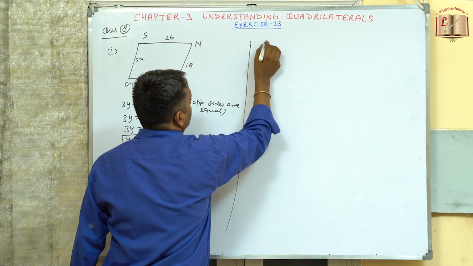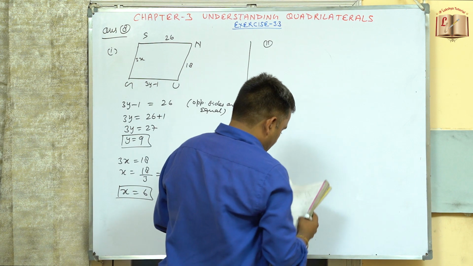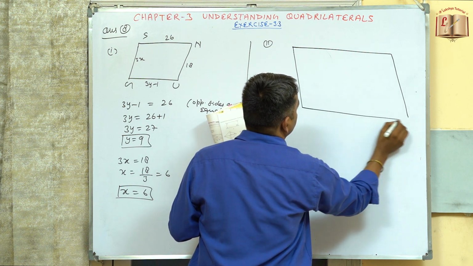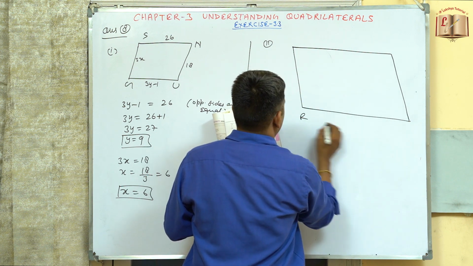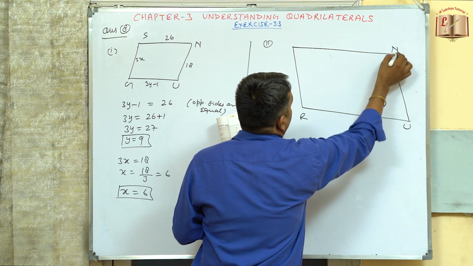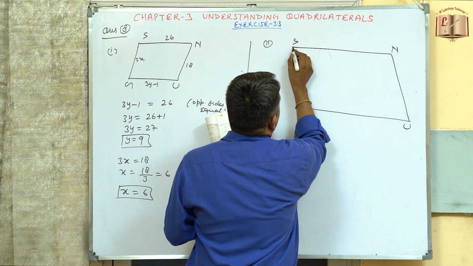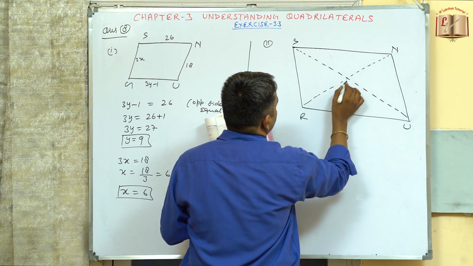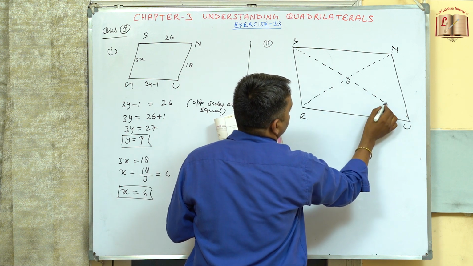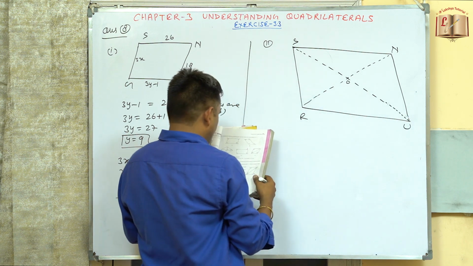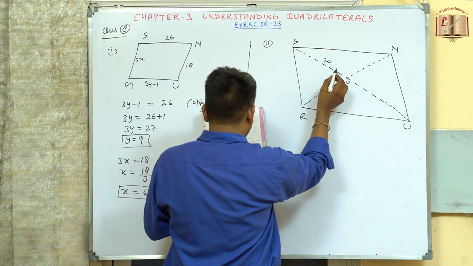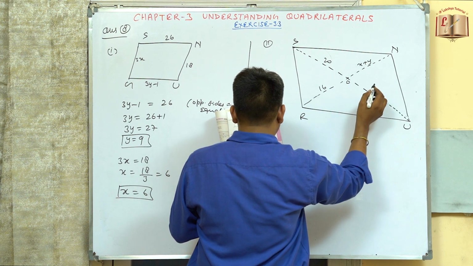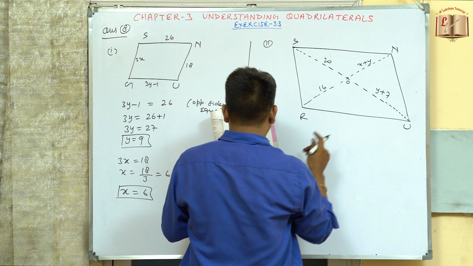Now we come to the second part of this. So this is a parallelogram given to us. So here it is R, U, N, S, and these diagonals are joined to each other. They are intersecting at point O. So this is now 20 and this is 16. So this is x plus y and this is y plus 7.